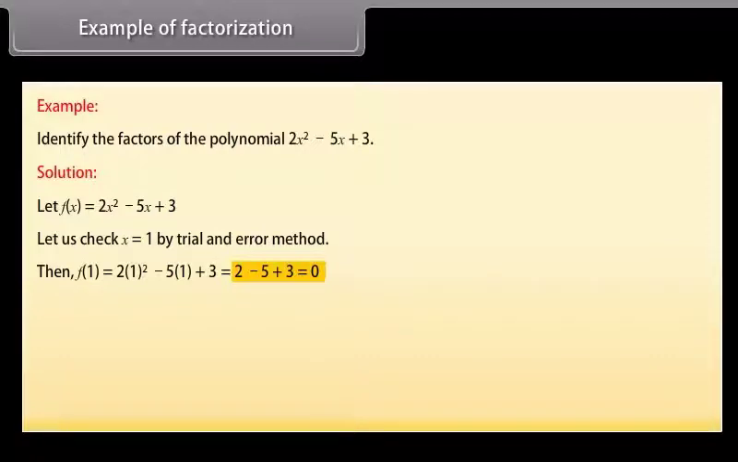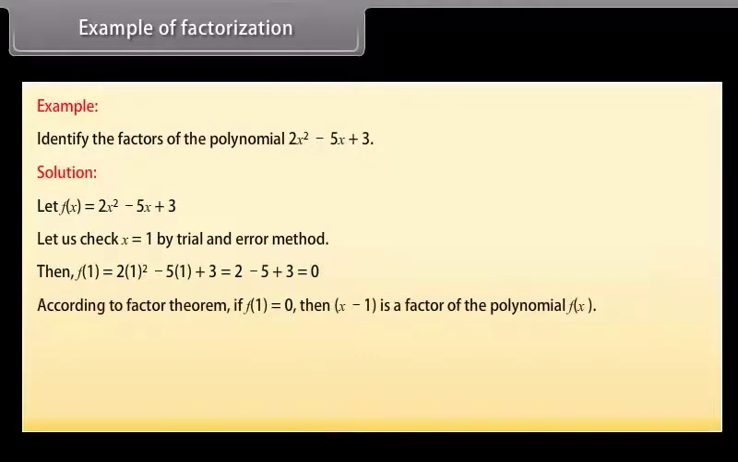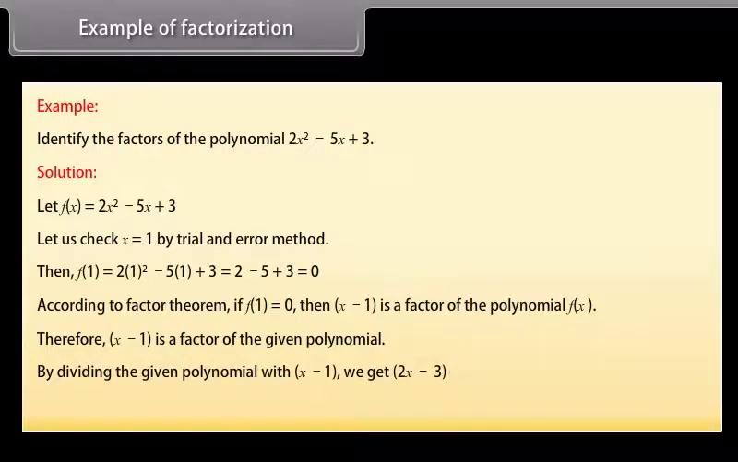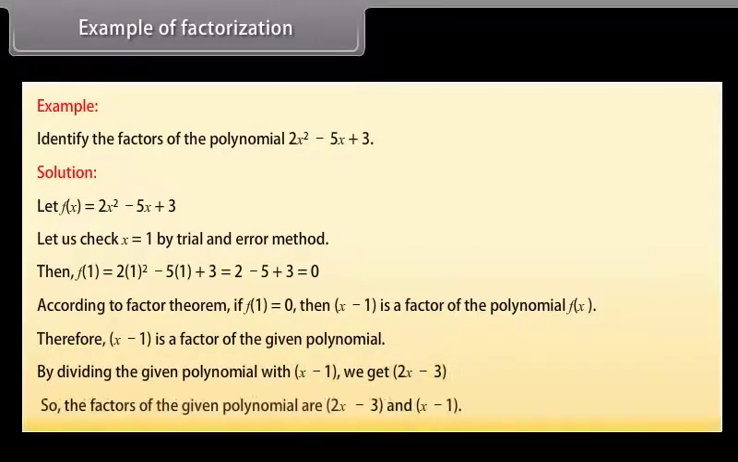which equals 0. According to the factor theorem, if f(1) is equal to 0, then x minus 1 is a factor of the polynomial f(x). Therefore, x minus 1 is a factor of the given polynomial. By dividing the given polynomial by x minus 1, we get 2x minus 3. So, the factors of the given polynomial are 2x minus 3 and x minus 1.